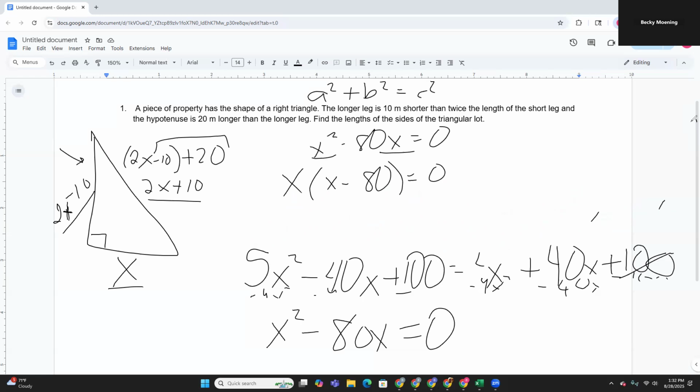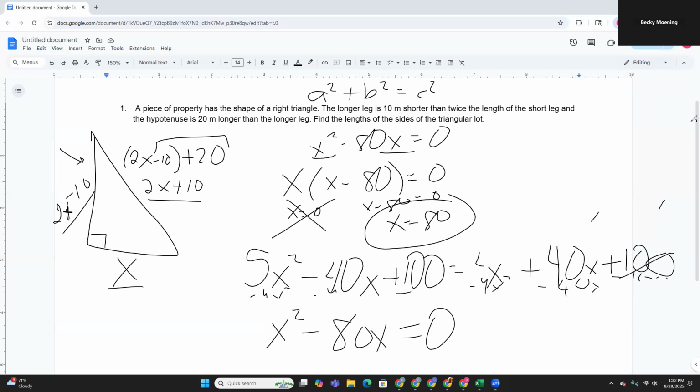The zero product property tells me that either x is 0 or x minus 80 equals 0. If x minus 80 equals 0, then x is 80. Hopefully you recognize that we cannot have a side length of 0, so the 0 is not even possible. So our x value is 80.